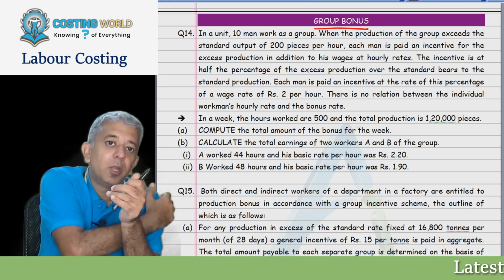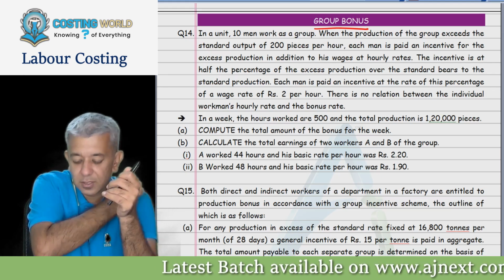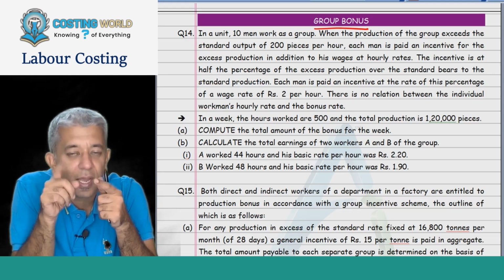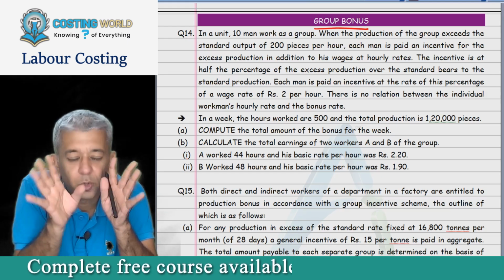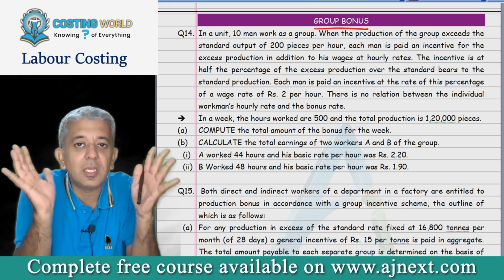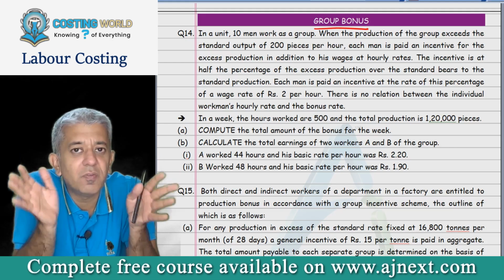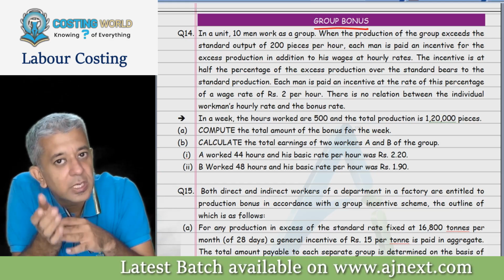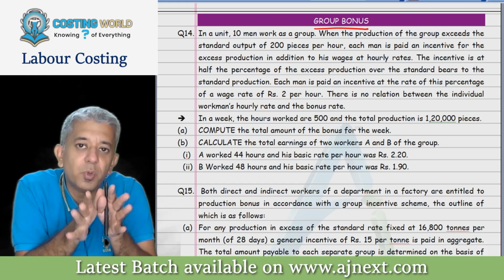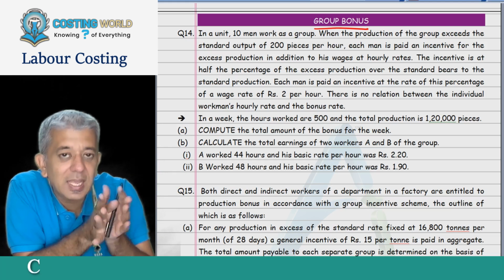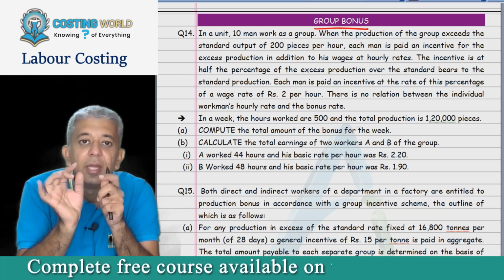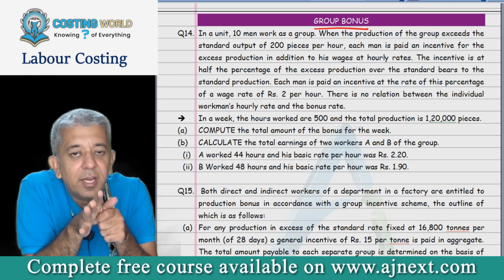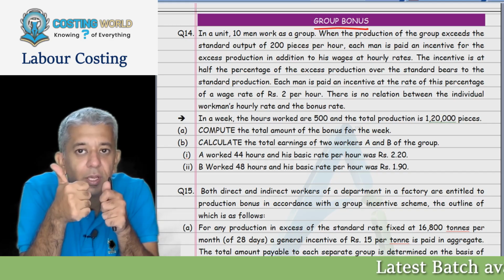But usually, group bonus schemes are all like this. That is, in the beginning, do not see is Mr. X efficient or Mr. Y efficient. No. You think as a team, whether the team was efficient or not. If the team was efficient, you compute the bonus for the team. Once you have computed the bonus for a team, then in that particular case, read the question, they will tell you how will this bonus be divided among the team members. Is that all okay?